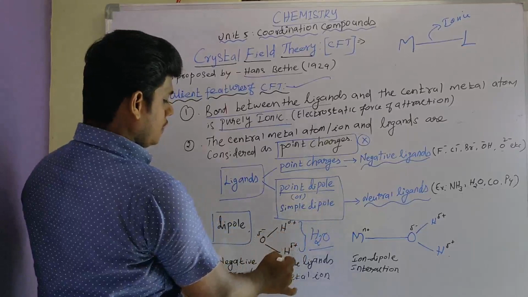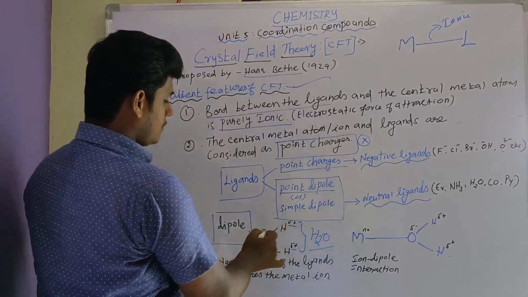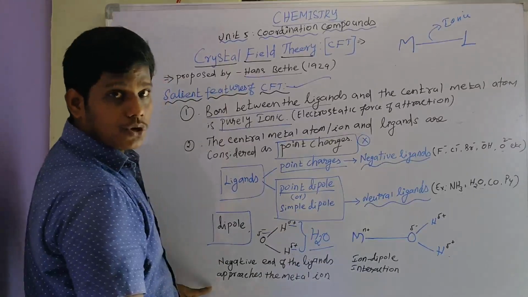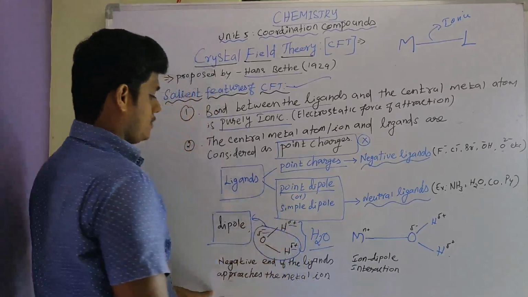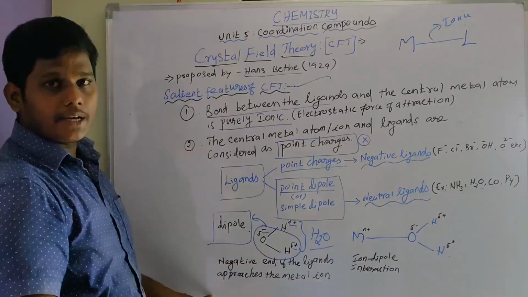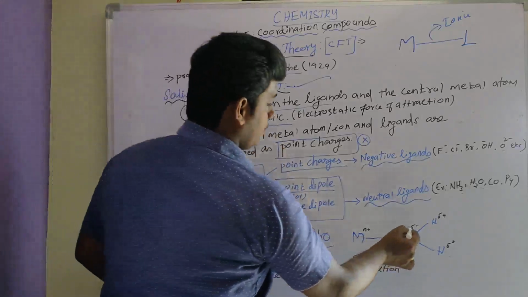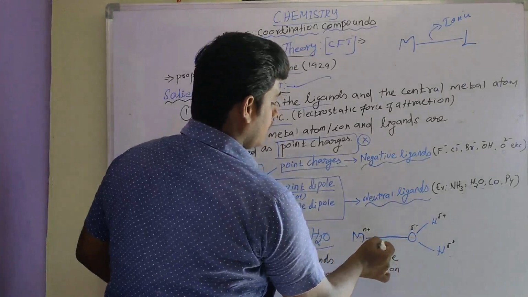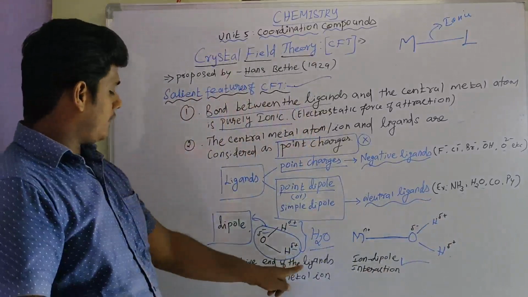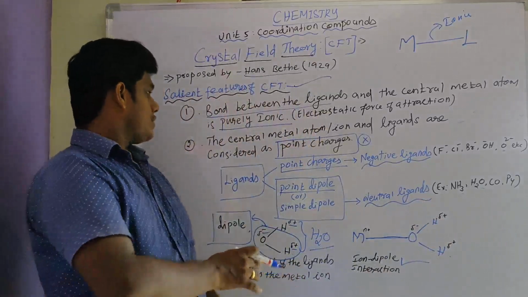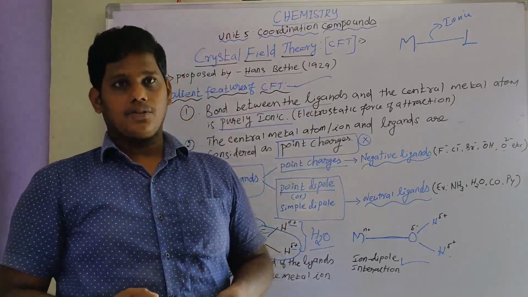OH2 is the structure of water. Here delta plus and delta minus mean partial charges, so it is called a point dipole. The negative end of these dipoles is directly attached to the central metal atom. That is called ion dipole interaction, so the negative end of the ligands approaches the metal ion. These are the two important salient features of crystal field theory.